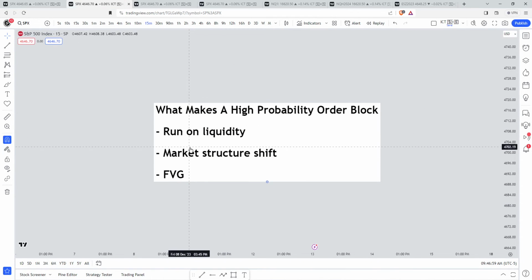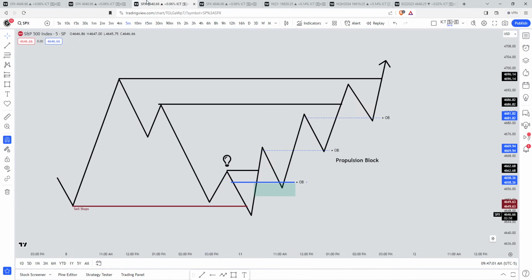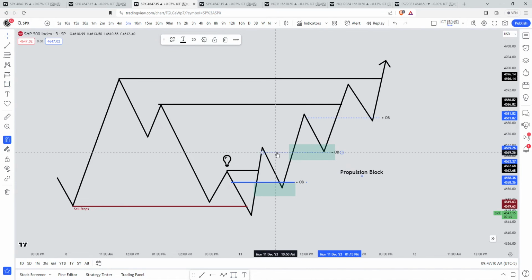the way, you're not always going to see this run on liquidity. So what I've noticed is that price can still create these high probability order blocks, not doing these runs on liquidity, but still creating the fair value gap with the order block. So don't worry, I'm going to dive into real chart examples. It's all going to make sense very soon.